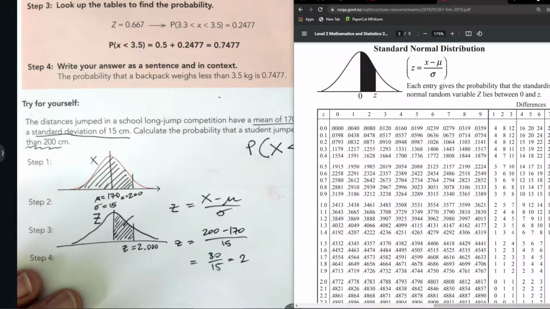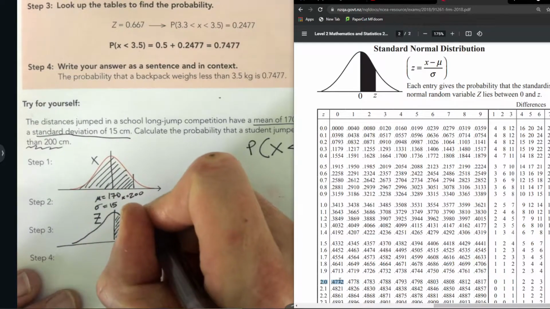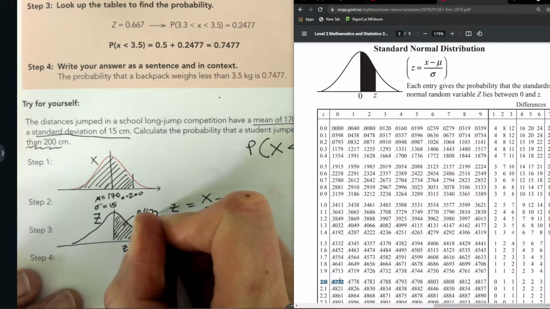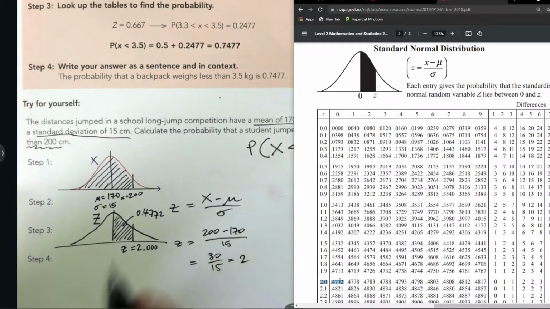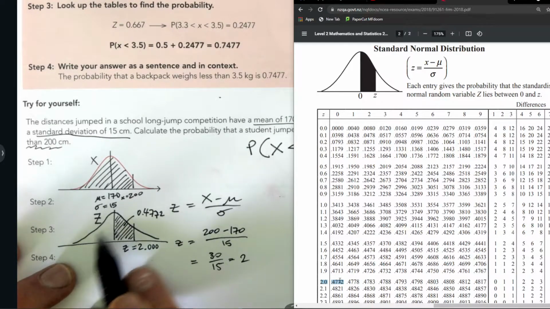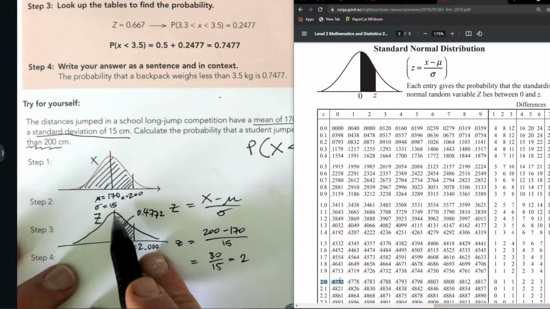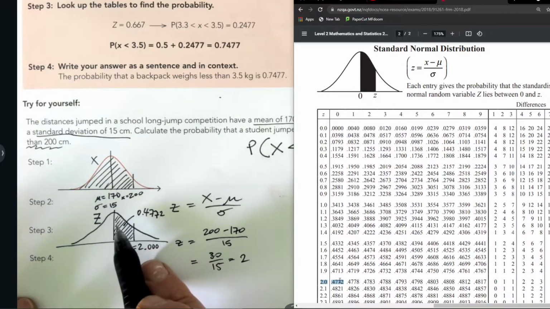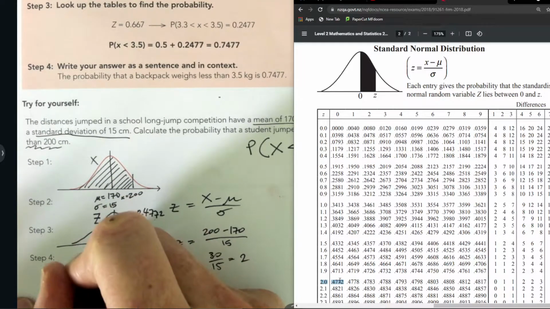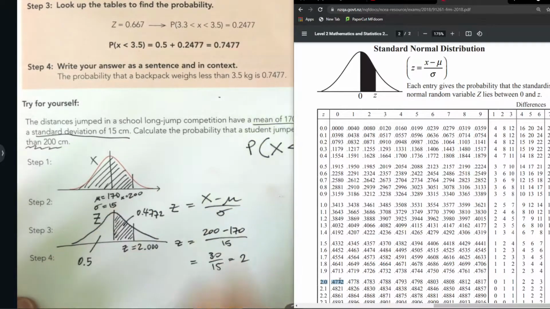So we're looking for 2.000, so I just go down to 2.0 and make sure I'm in the 0 column, and there's no difference. So it's just this probability here. So it's 0.4772. Now if that's 0.4772, we can find out everything below that by the fact that this whole distribution is symmetrical. So if the whole distribution covers an area of 1, half of the distribution is going to be half of 1, which is 0.5. Right?